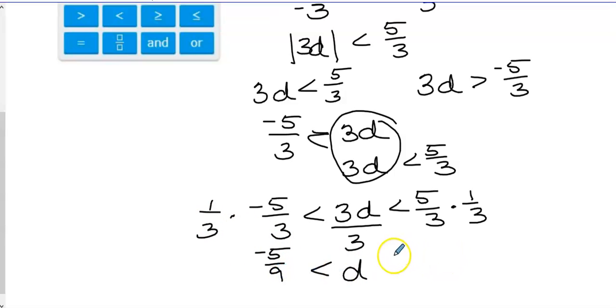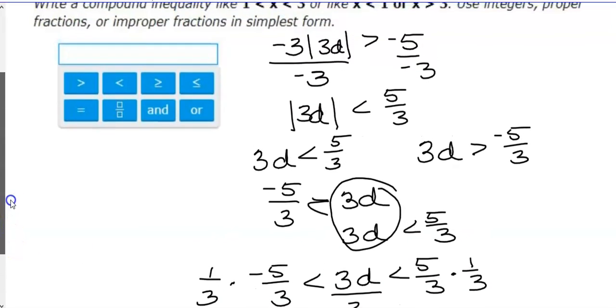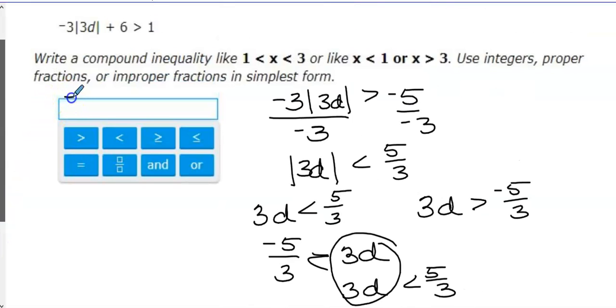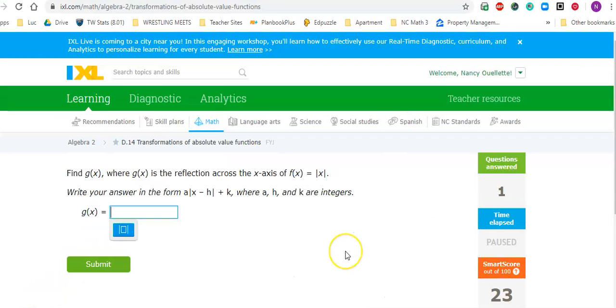This one was not fun. And this is going to be 5/9. Y'all let me know if I made an error on that one because it doesn't look right. Something doesn't look right about it, but I think it's right. So you would enter negative 5/9 is less than D is less than 5/9. So this was the transformations.